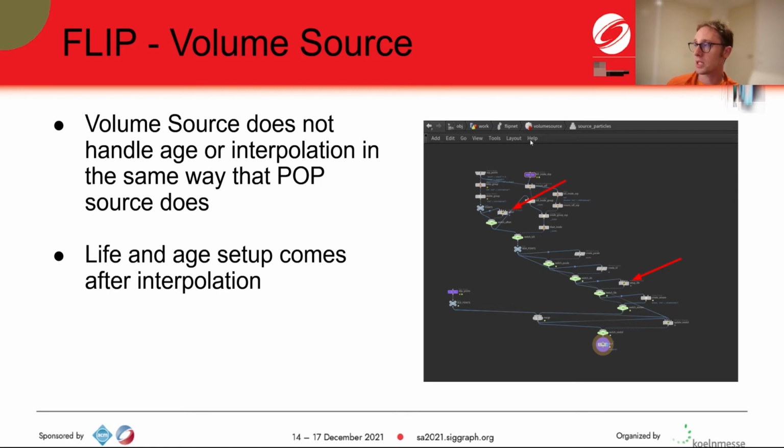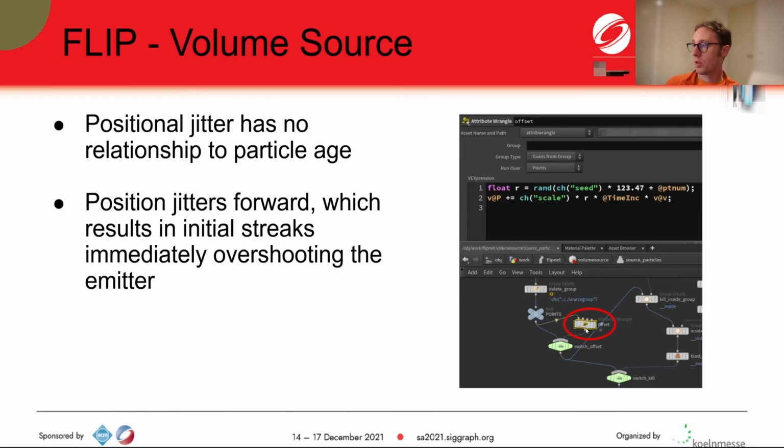So this is inside the volume source node, and you can see that up here, this is where the positional offset is, but way down here, this is where it's setting up life, including age. So the positional offset, you can see that the position is basically just based on a random number, and it always jitters forward, which basically guarantees that it's going to overshoot the emitter.